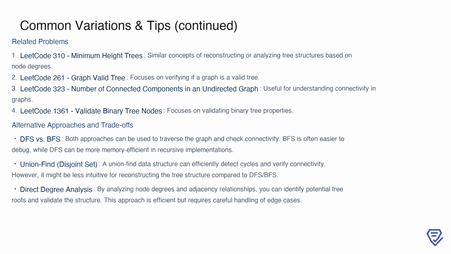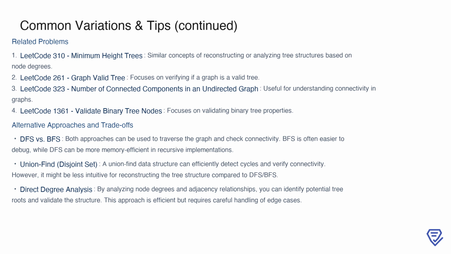If you want to deepen your understanding, there are several related problems worth exploring. For example, LeetCode 310, Minimum Height Trees, involves reconstructing or analyzing tree structures based on node degrees, which shares similarities with this problem. Another relevant problem is LeetCode 261, Graph Valid Tree, which focuses on verifying whether a given graph satisfies the properties of a tree. LeetCode 323, Number of Connected Components in an Undirected Graph, is helpful for building intuition about connectivity in graphs. Finally, LeetCode 1361, Validate Binary Tree Nodes, is a great exercise for understanding and validating binary tree properties.